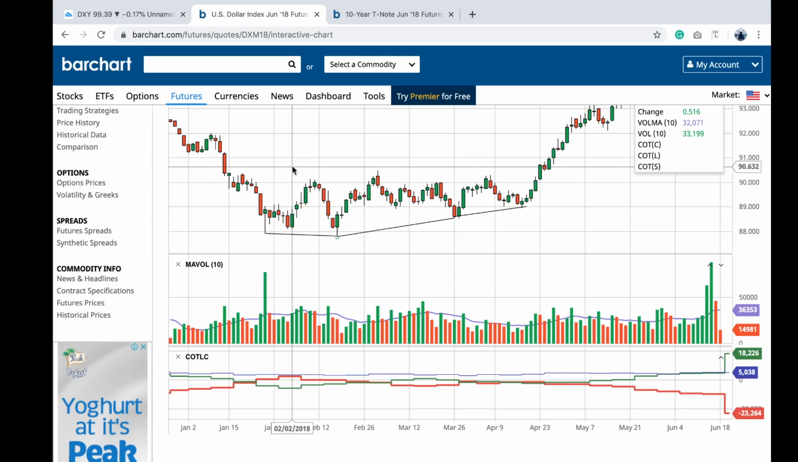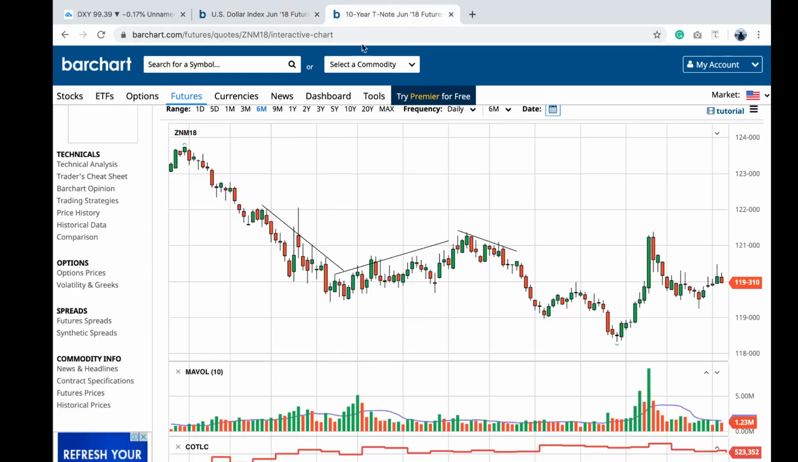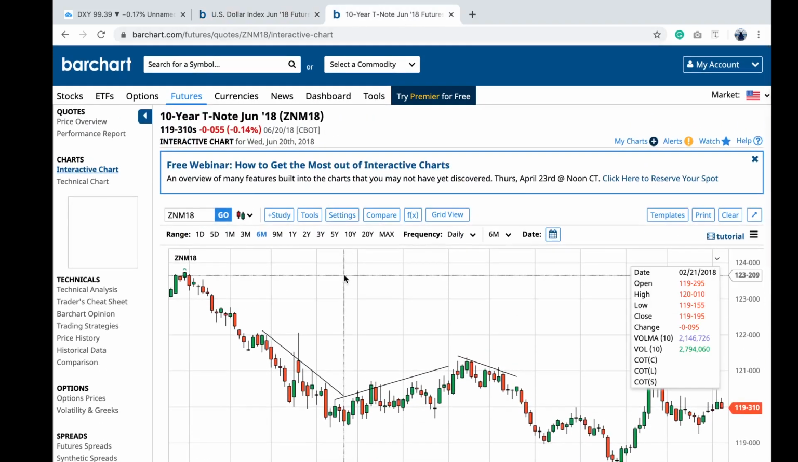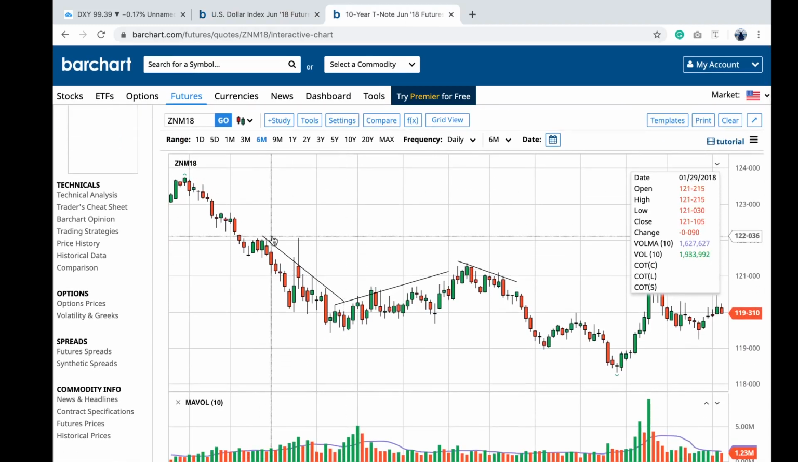Okay, but now between January 25th to February 16th, DXY was making a lower low, and if you check the treasury notes, okay, the 10-year treasury notes, right? So that was making a lower high.